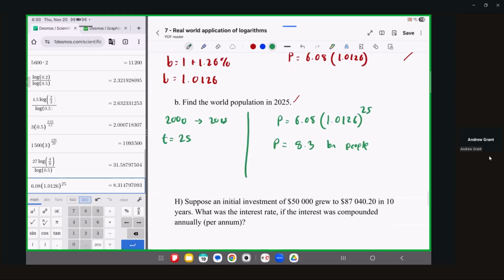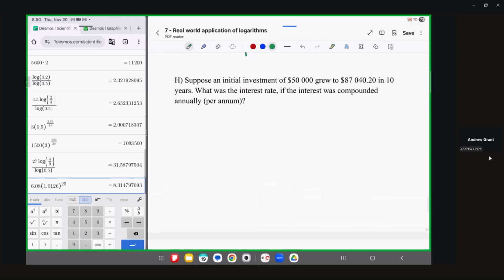Okay, let's continue on. Letter H. Suppose an investment of $50,000 grew to $87,040.20 in 10 years. What was the interest rate if the interest was compounded annually? Okay. So when you want to solve this kind of question, we can still use the exact same formulas as before. So here we're dealing with money, so let's use M for money.